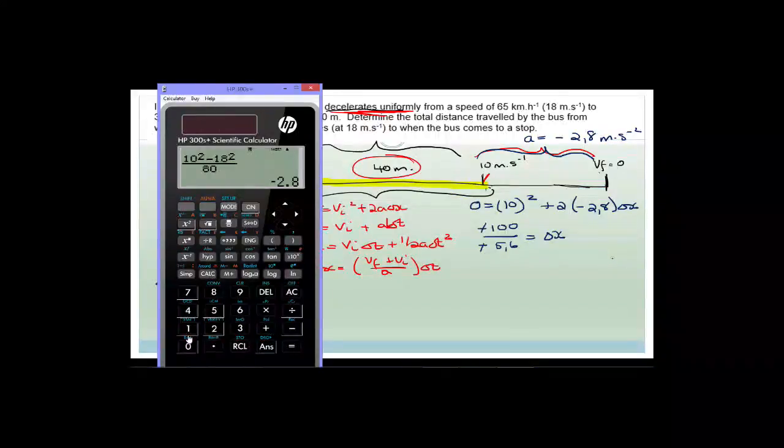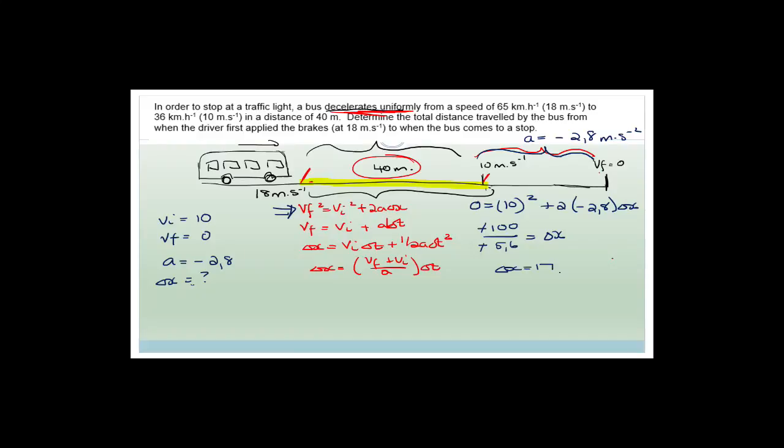Delta x is equal to, so we're going to again use this equation, but this time we're substituting in and we're solving for delta x. So the final velocity 0 is equal to 10 squared plus 2 times the acceleration of minus 2.8 delta x. So we've got minus 100 divided by minus 2.8 times 2, 5.6, is equal to delta x. So these cancel, obviously. So let's divide. So we're going to go 100 divided by 5.6 equals. So that distance is 17.86 meters, because remember you're always rounding off to two decimal places. If this is a 7, it rounds us up to a 6. So delta x is 17.86 meters.